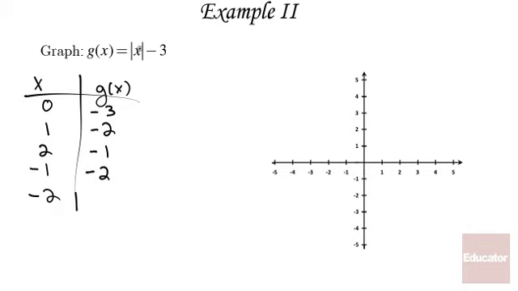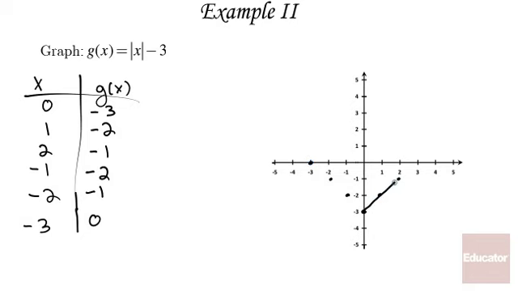When x is negative 2, the absolute value is 2, minus 3 is negative 1. Absolute value of negative 3 is 3, minus 3 is 0. So this is enough to go ahead and plot. X is 0, g of x is negative 3. X is 1, g of x is negative 2. X is 2, g of x is negative 1. Over here with the negative values, when x is negative 1, g of x is negative 2. When x is negative 2, g of x is negative 3. When x is negative 3, g of x is 0.